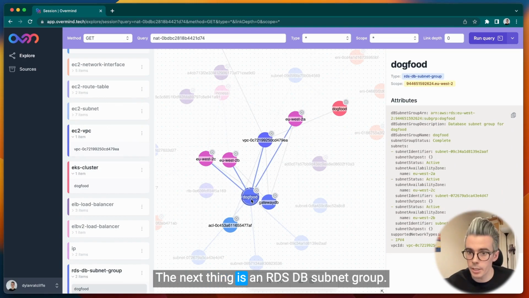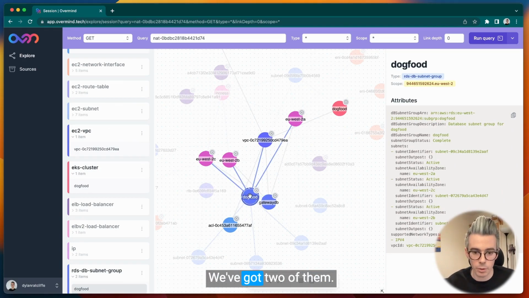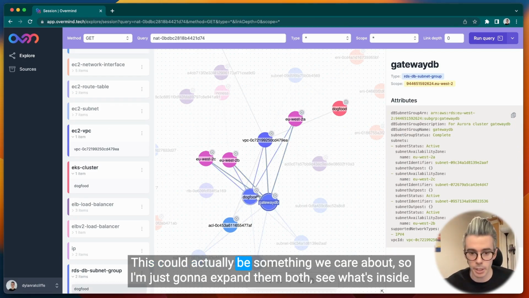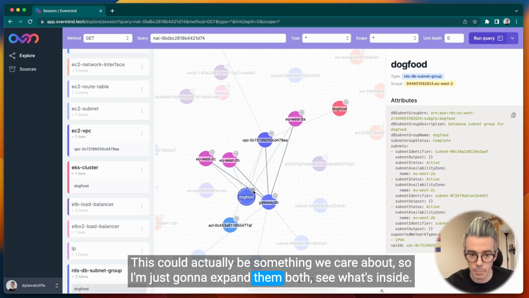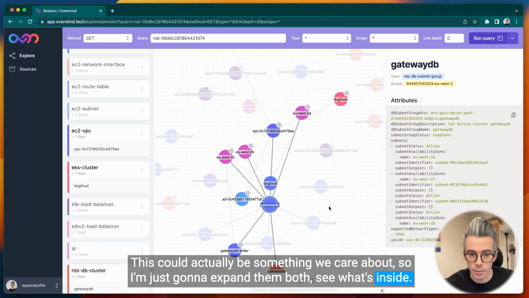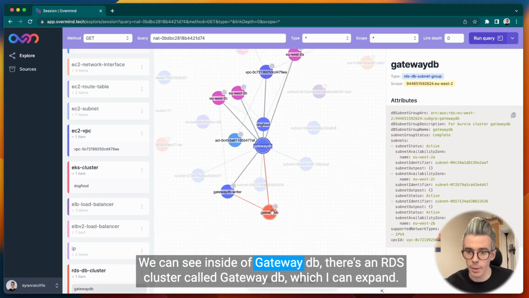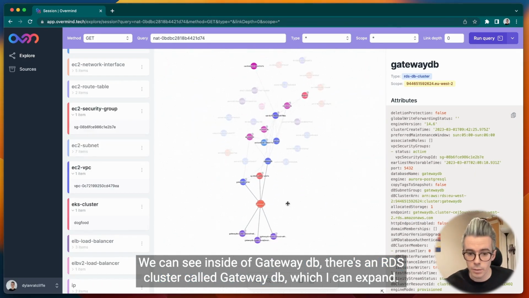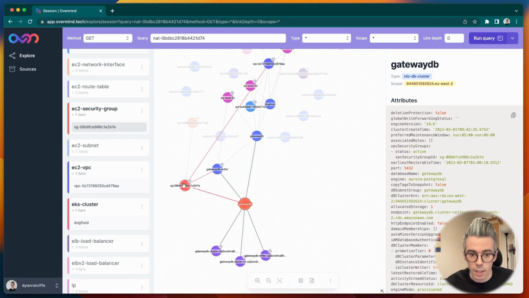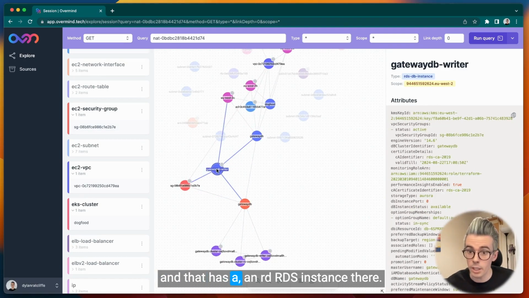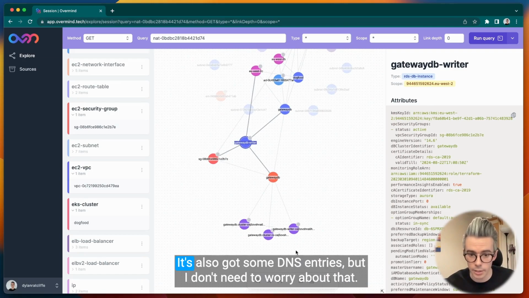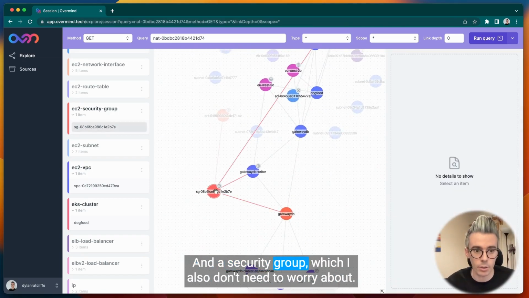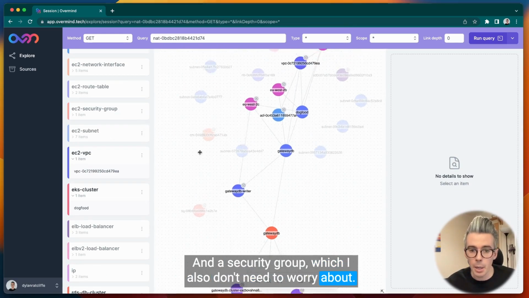The next thing is an RDS DB subnet group. We've got two of them. One is dog food and one is gateway DB. This could actually be something we care about, so I'm just going to expand them both and see what's inside. We can see inside of gateway DB, there's an RDS cluster called gateway DB, which I can expand, and that has an RDS instance there. It's also got some DNS entries, but I don't need to worry about that. And a security group, which I also don't need to worry about.